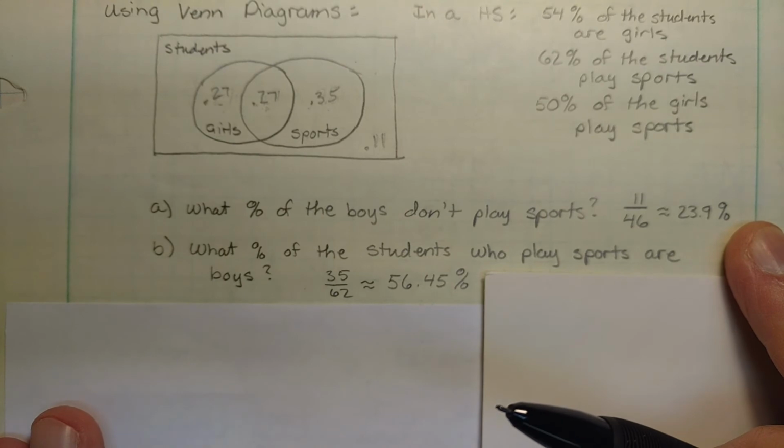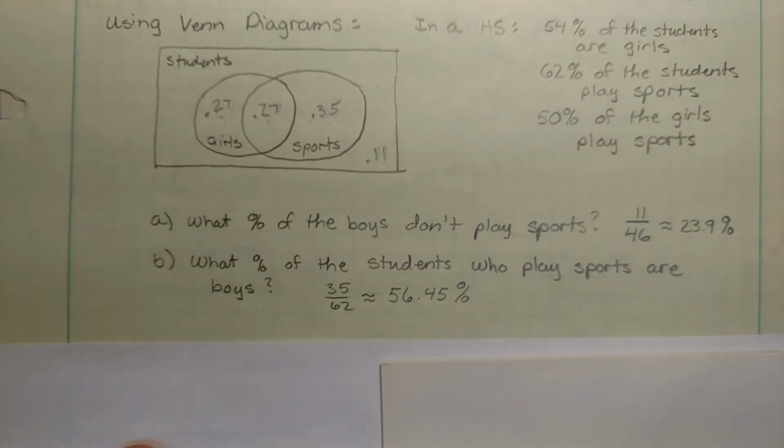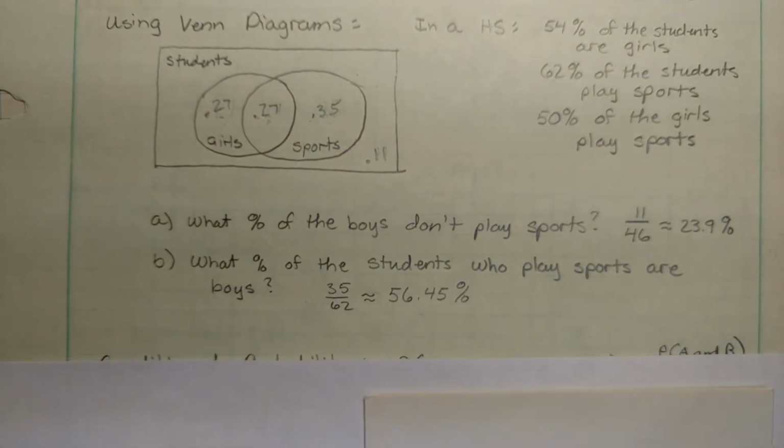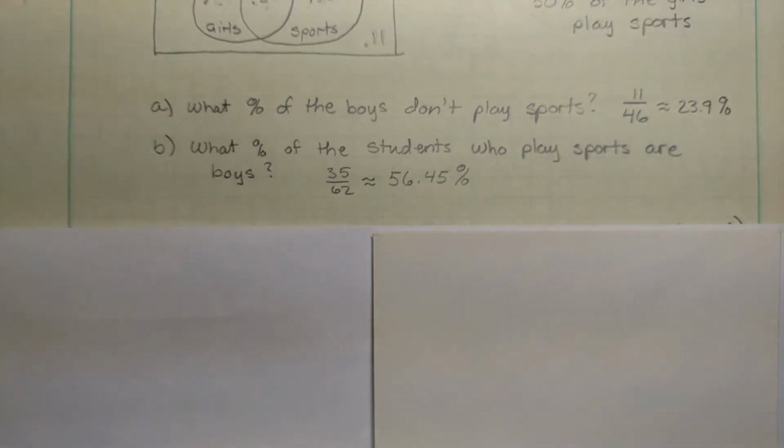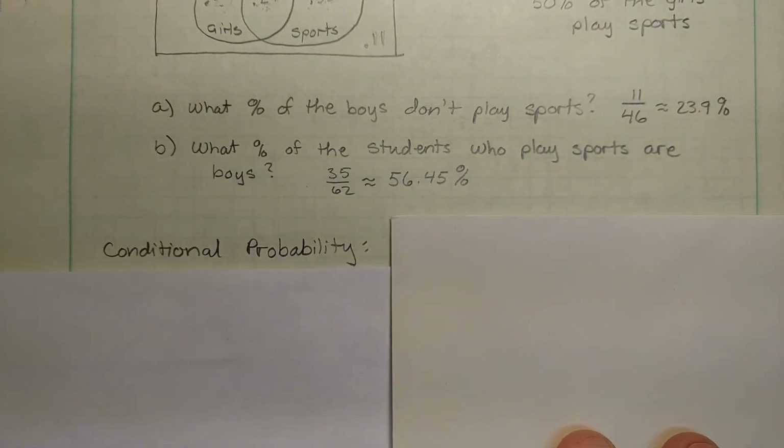Now moving on, I keep wanting to move on, but I want to leave my Venn diagram in view. Oh, I guess we're not going to answer any more about the Venn diagram. We are going to move on. Moving on to conditional probability.